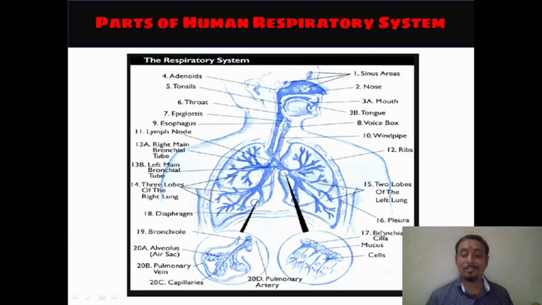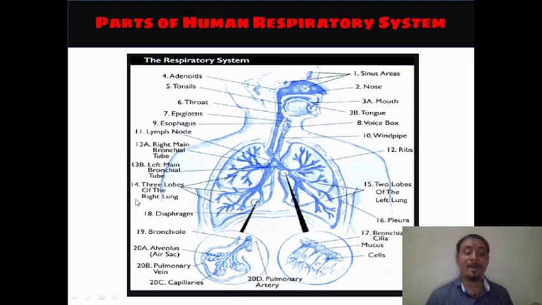Then 16th, pleura, which is a double layered structure which protects the lung, and it also separates the lung from the thoracic cavity. Pleura is a double layer. Then 17, bronchial cilia. When we take a cross section of bronchi, you can see the bronchial cilia inside, in which mucus is there and various cells are there.